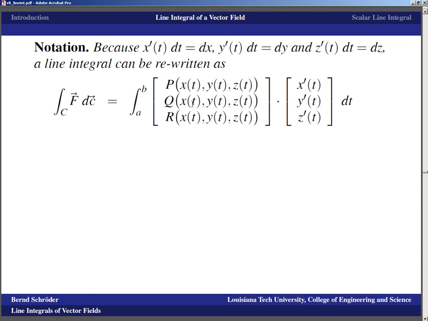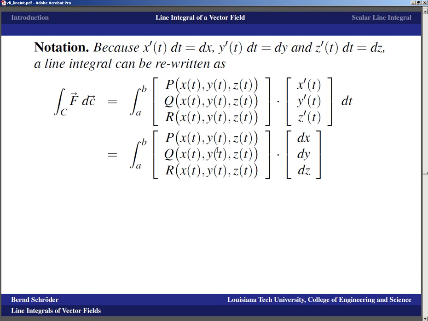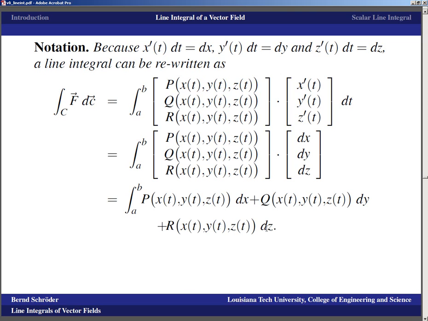A line integral can therefore be rewritten as: the integral of F dot dc is also simply the integral of writing our vector field as (P, Q, R) dot (x prime, y prime, z prime) dt. That would be the integral from a to b of (P, Q, R) dot (dx, dy, dz), and then the notation actually is that this is written as the integral from a to b of P dx plus Q dy plus R dz.